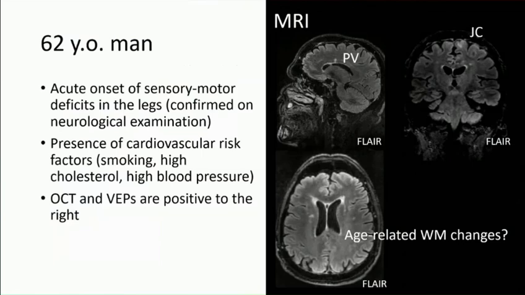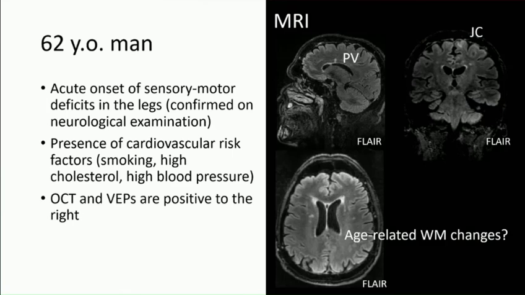This is a 62-year-old man, absolutely healthy, except for a number of cardiovascular risk factors, including smoking, high cholesterol, and high blood pressure. And he presented with sensory motor symptoms in the legs that were also confirmed by neurological examination. Brain MRI showed lesions in the periventricular area and juxtacortical area, but also some white matter changes that, to be honest, looked more age-related than MS-related.